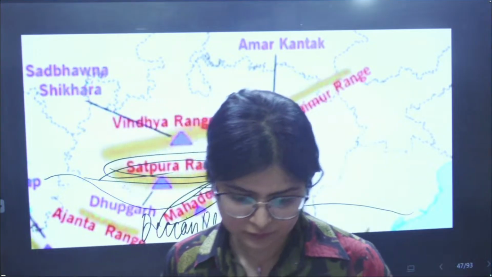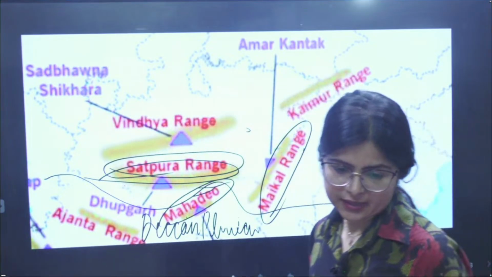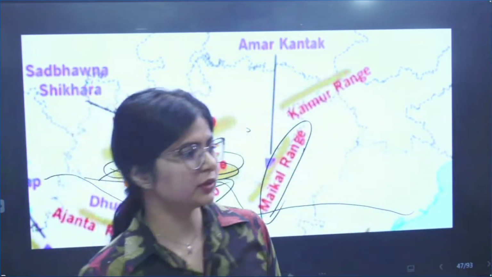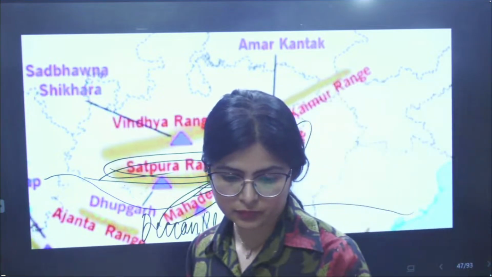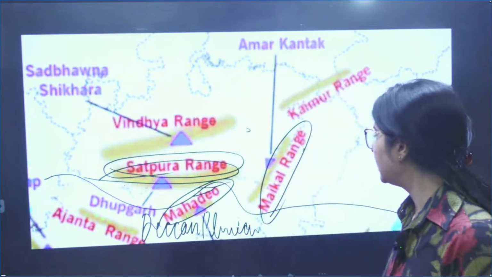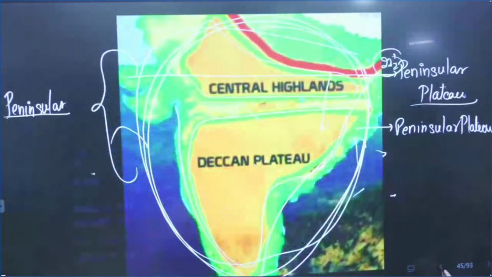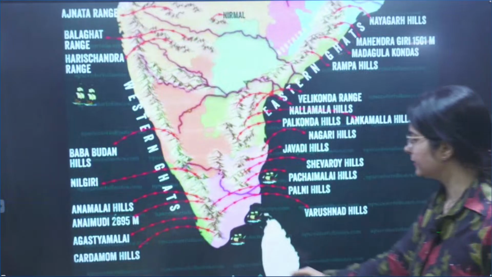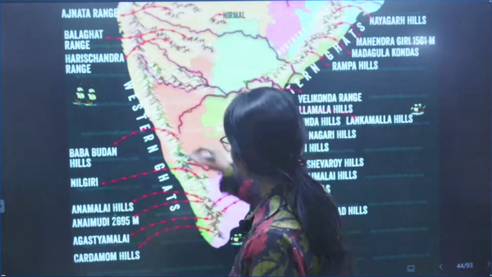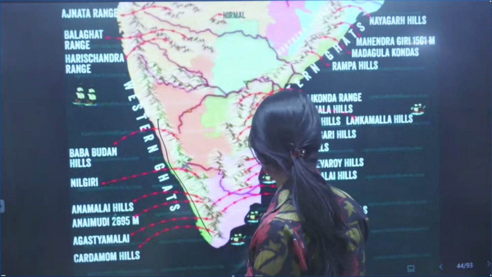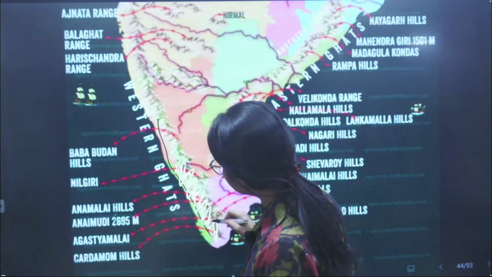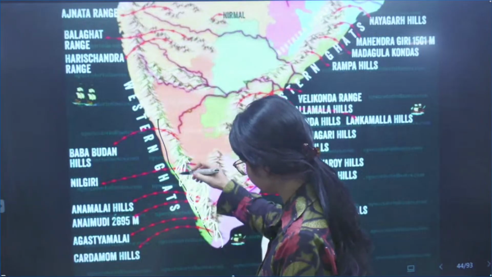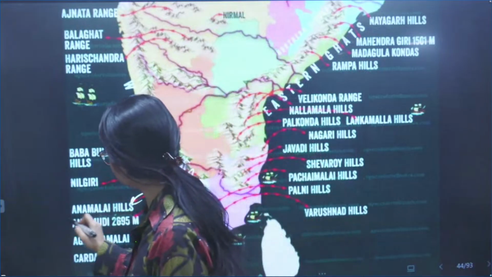Anaimudi is the highest peak of the Peninsular Plateau, which is located on the Annamalai Hills. See, here you are having the highest peak. Can you see this area? I can show you through white color. So this is your Annamalai Hills. On these Annamalai Hills is the peak which you call Anaimudi.